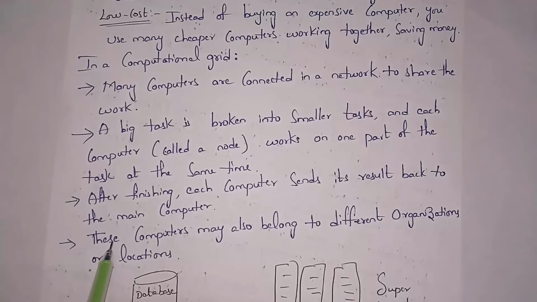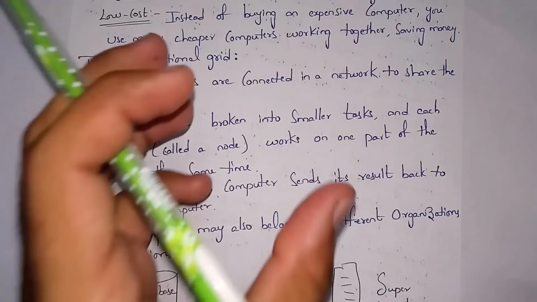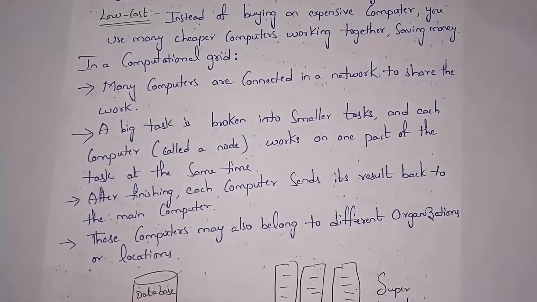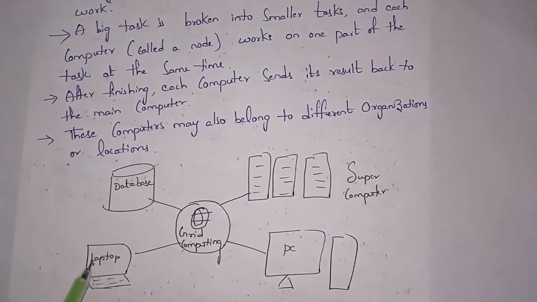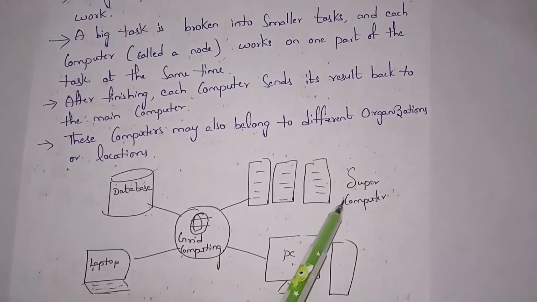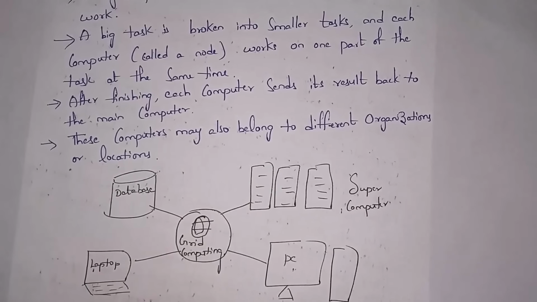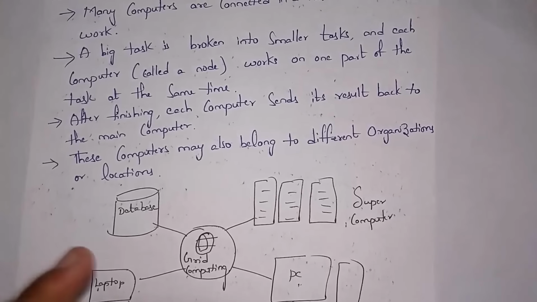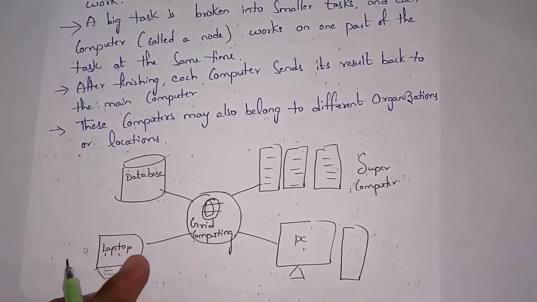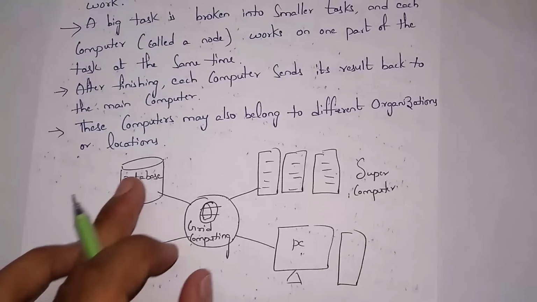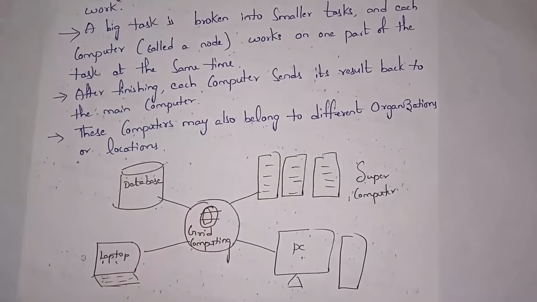These computers may also belong to different organizations or locations. It is not mandatory that all computers must be in one place. These computers may also be located in different locations. This is an example: laptop, desktop, supercomputers and database. All these are connected to each other by using internet, and they will share work among themselves. For example, after completing work, this data is stored in the database by using internet.